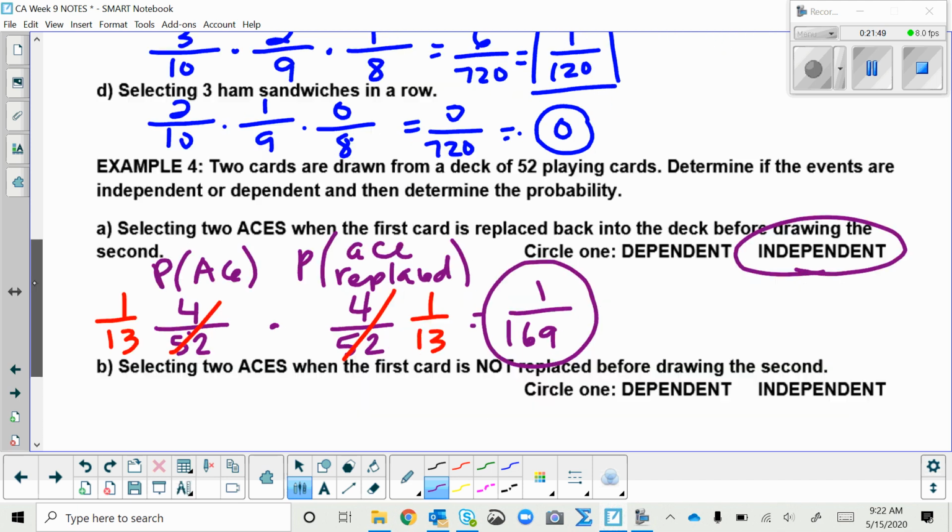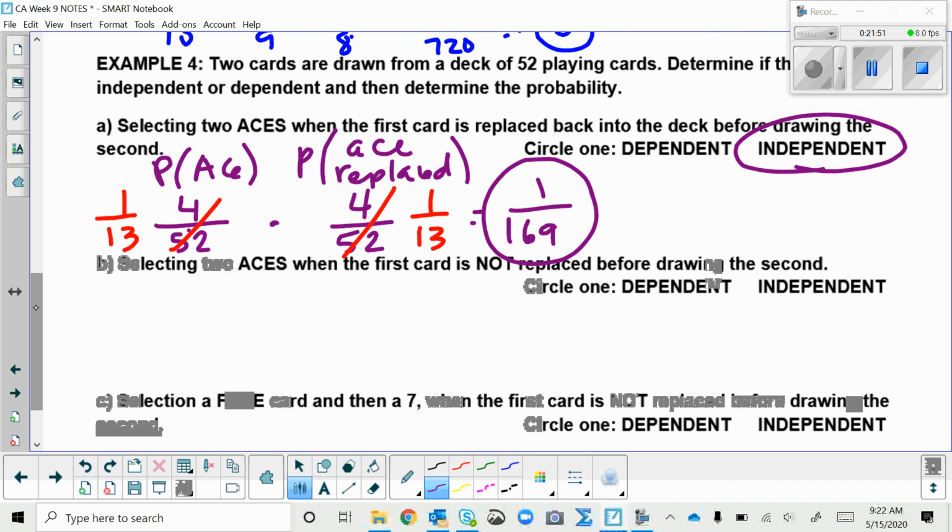In part B, selecting 2 aces when the first card is not replaced before drawing the second. I want you to pause, think about if that's dependent or independent, and find the probability. Pause and do those things before you come back. So I hope you came up with that these are dependent events. These are like our sandwiches above, right?